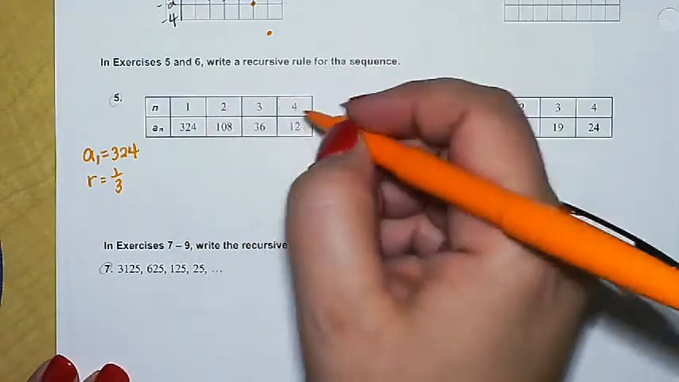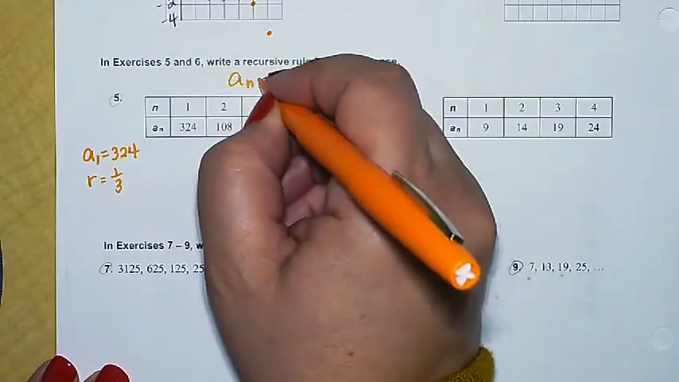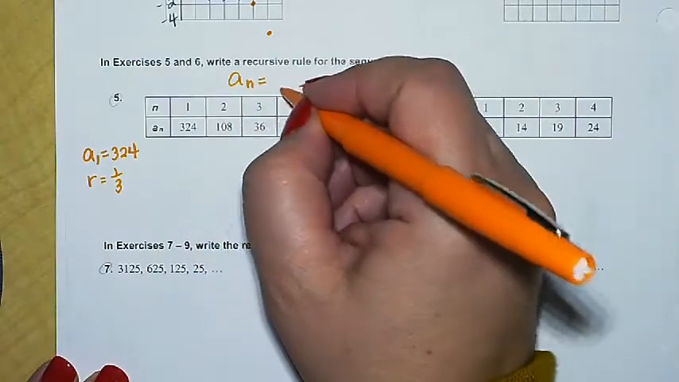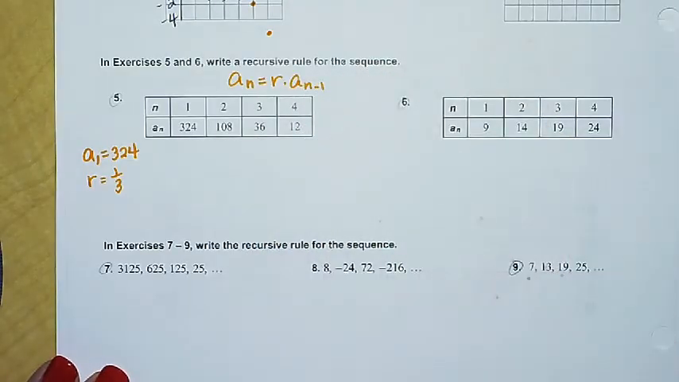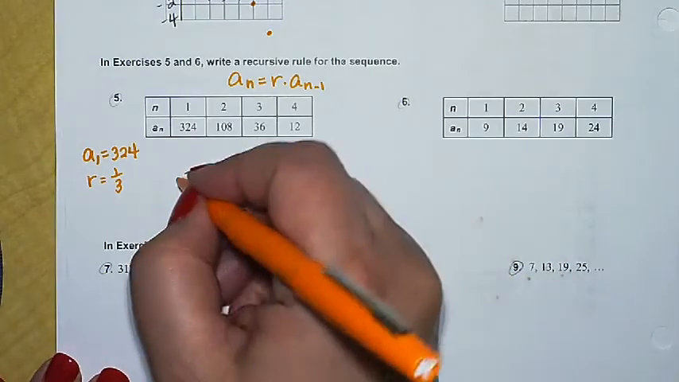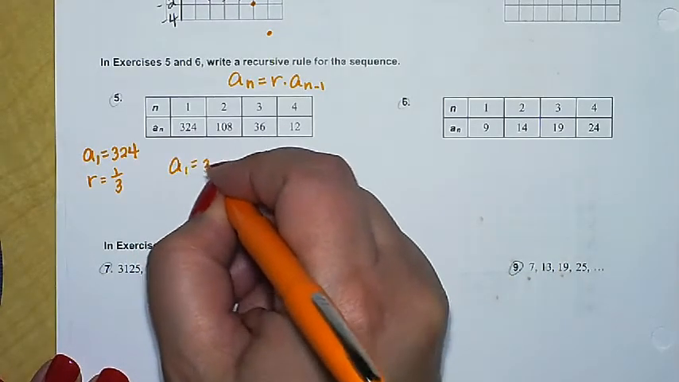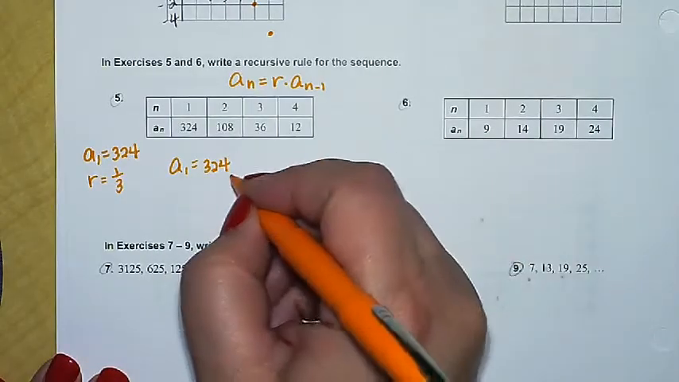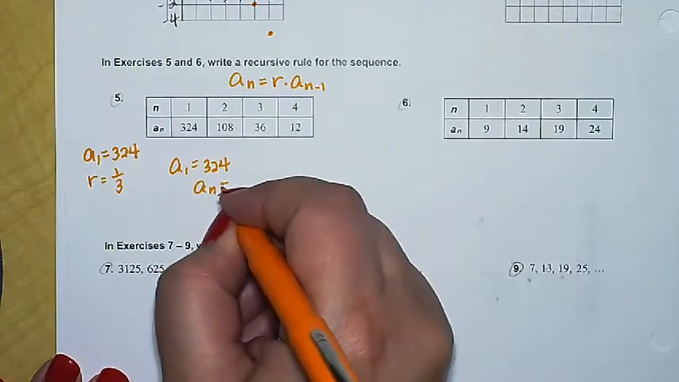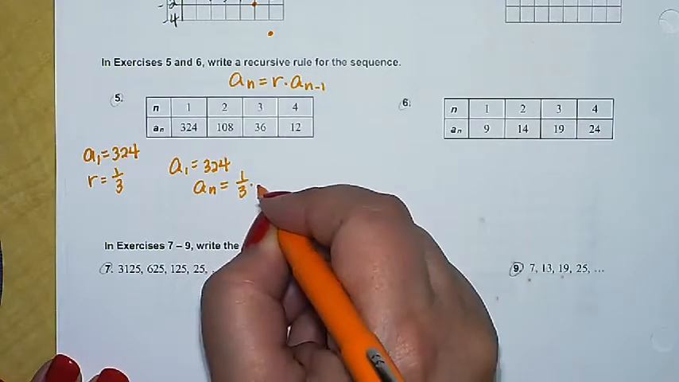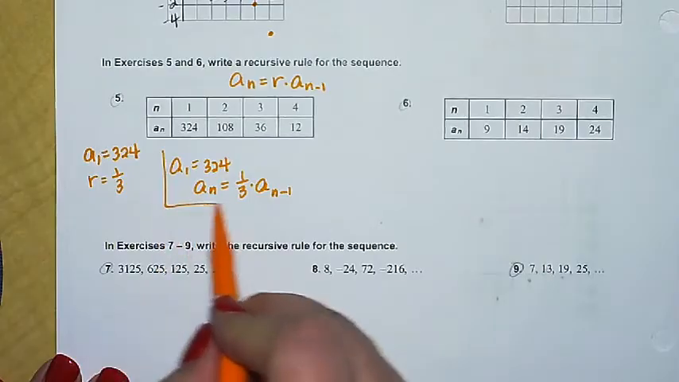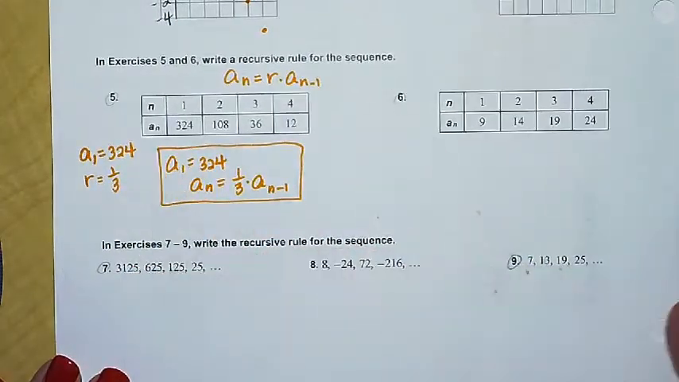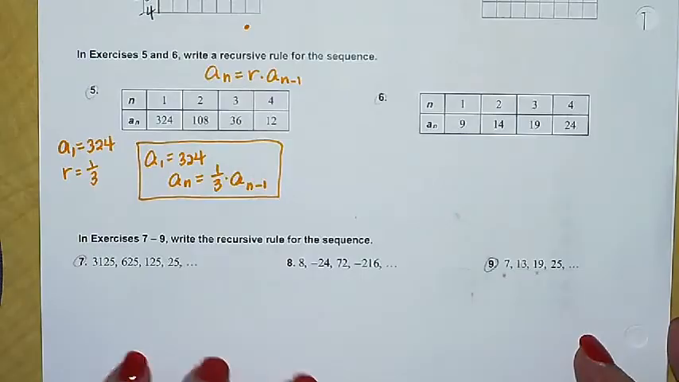So remember, since this one is geometric, our recursive formula is that each new term is just that common ratio times the value right before it. That's the recursive geometric. So all we do is say, okay, we're starting at 324. Go ahead and establish that. And every new term in this sequence is just going to be 1/3 times the value right before it in the sequence. And that is our recursive rule. That's simple. Okay. Try number 6.